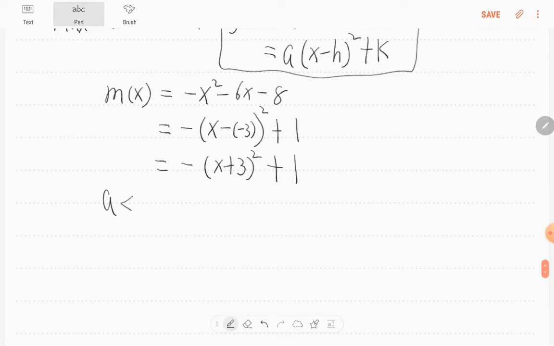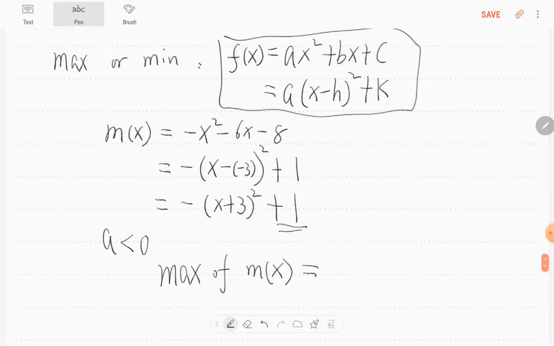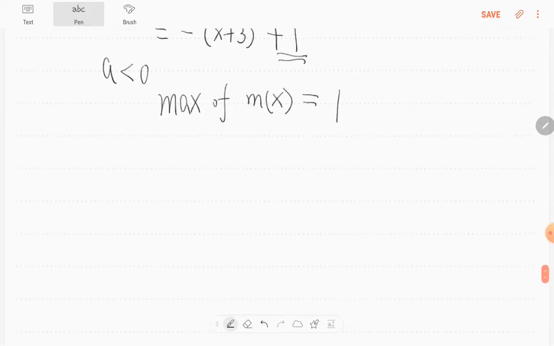So a is less than 0, so it must have the maximum value. The max of this function m of x is equal to what? The y coordinate of this vertex, which is equal to 1. This is the maximum value.